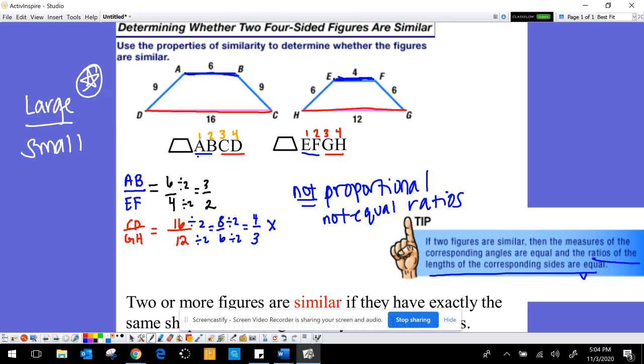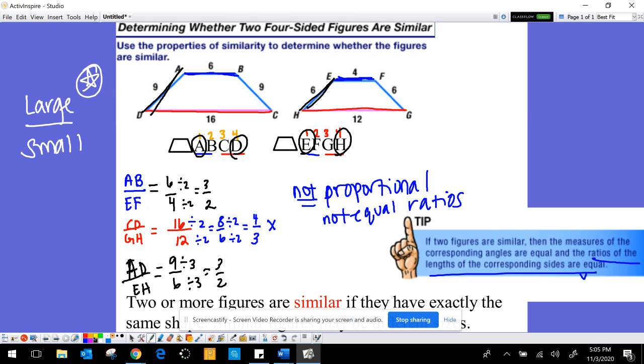So the first letter A and D, which is the fourth letter, would correspond to the first and the fourth letter in the second shape. So we know AD corresponds to EH. So AD from the large corresponds to EH from the smaller. So we have 9 over 6. If we divide by 3, that's 3 halves.